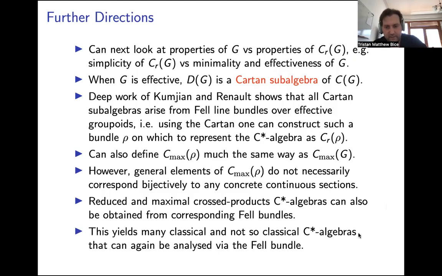And so, as I said, this covers many of the classic C-star algebras people look at, and some very interesting not so classical ones as well. And you can use this Fell bundle to really get a much better handle on the structure of these C-star algebras.